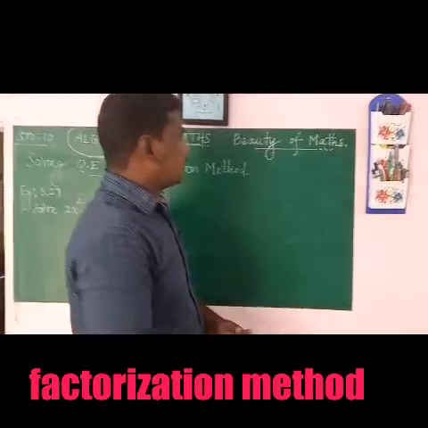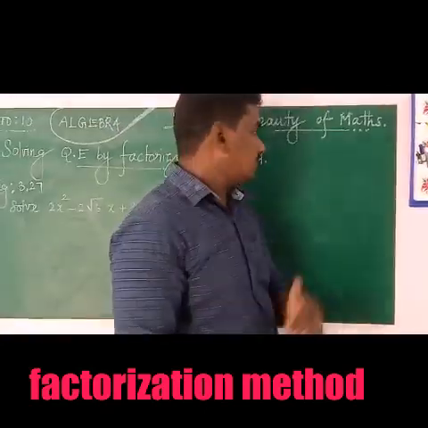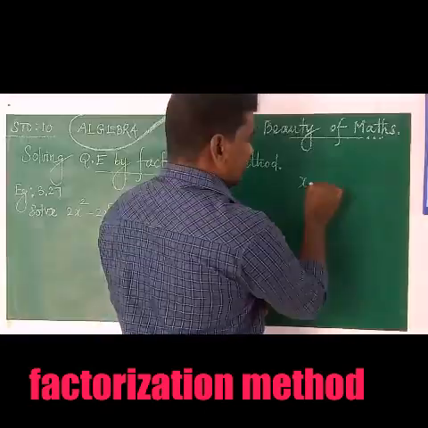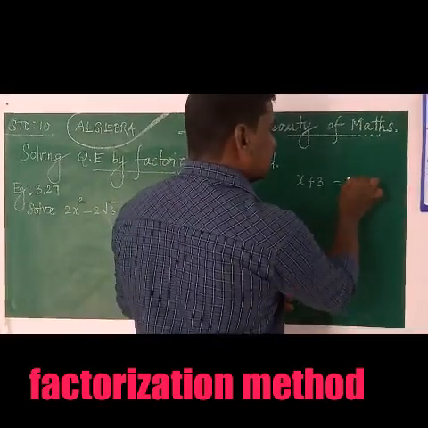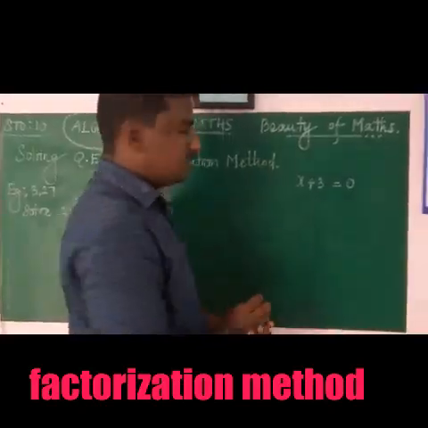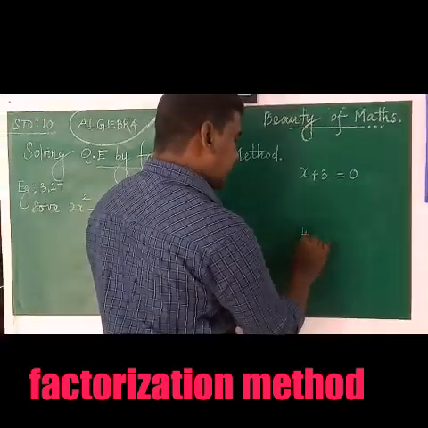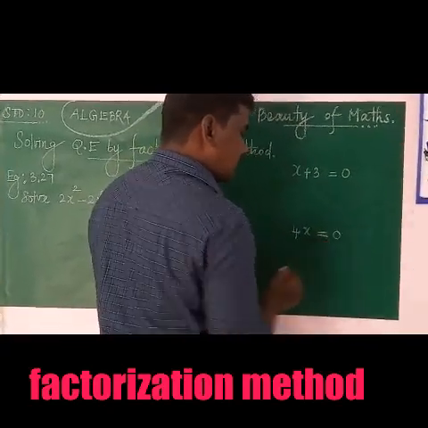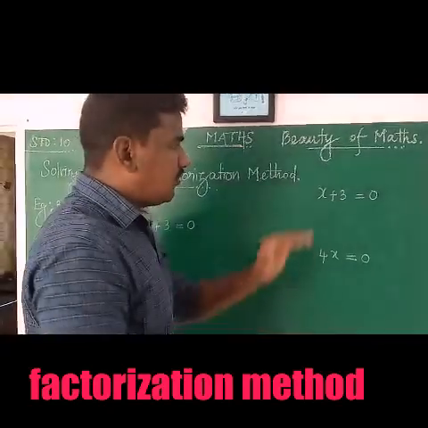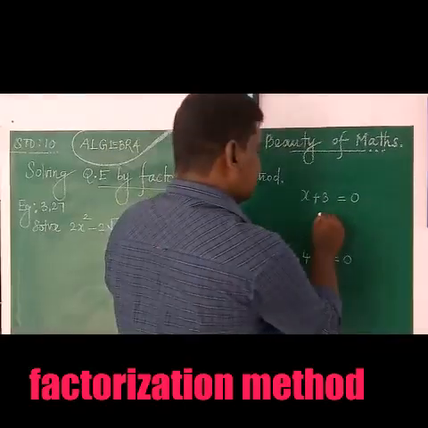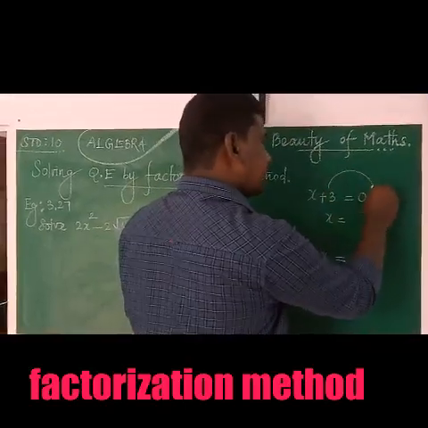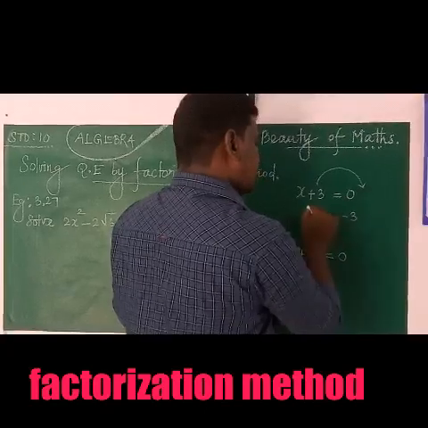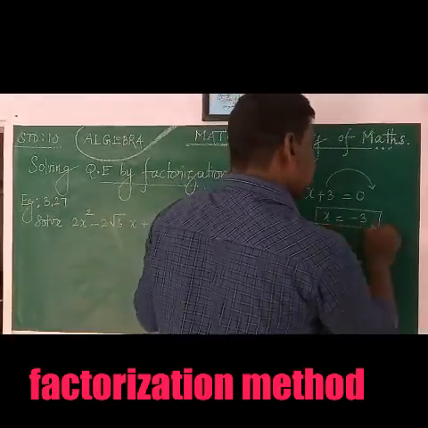In this video we are going to learn, let's see, x plus 3 is equal to 0, and 4x is equal to 0. If they ask to find the value of x, how can we find it? It is very easy. x is equal to, this plus 3 becomes minus 3. So the value of x is equal to minus 3.